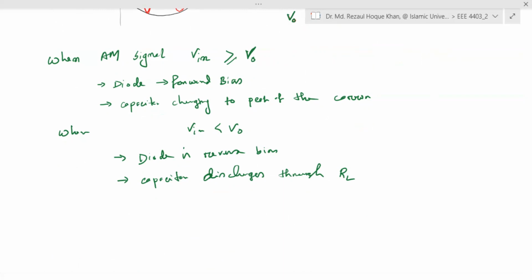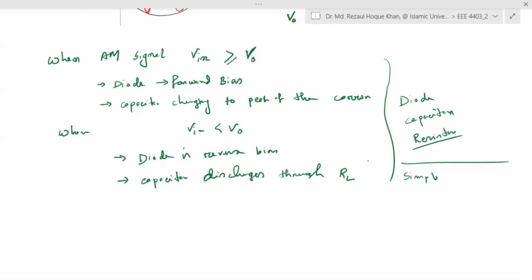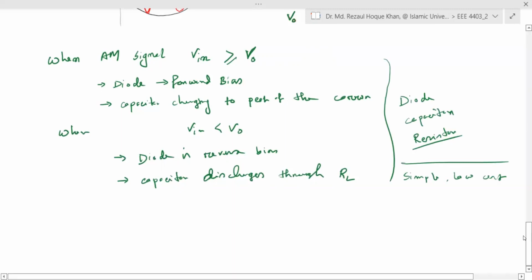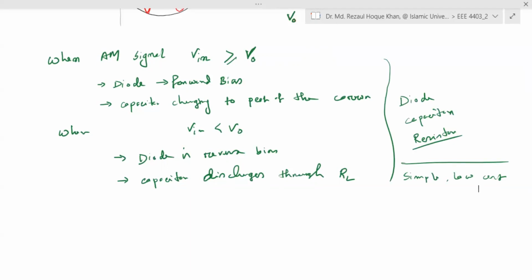So the envelope detector comprises only a diode, a capacitor, and a resistor. You see how simple the circuit is. It has a diode, a capacitor, and a resistor. Very simple circuit. It is simple and low cost, and used for very common applications like TV or radio receivers, amplitude modulated receivers.